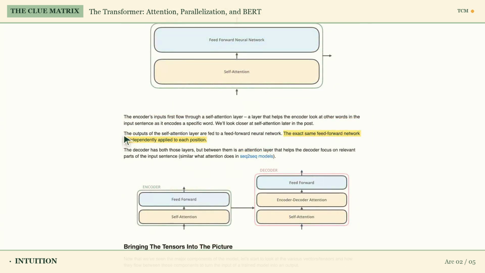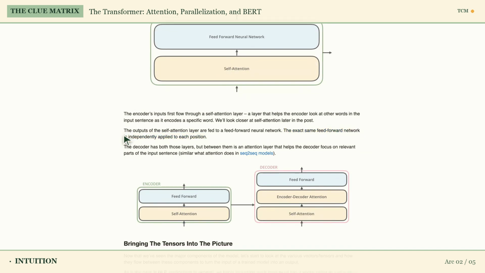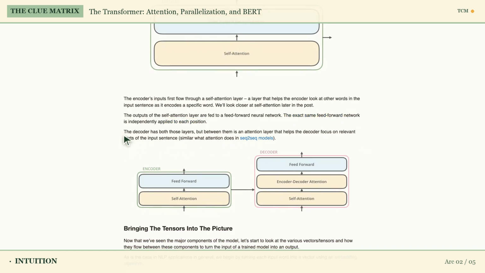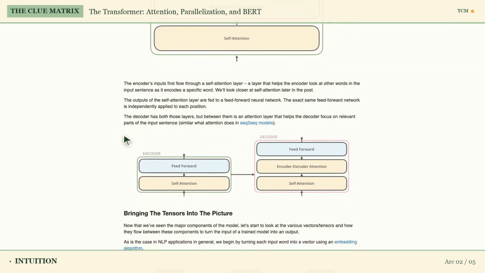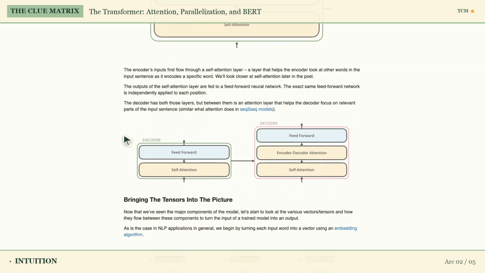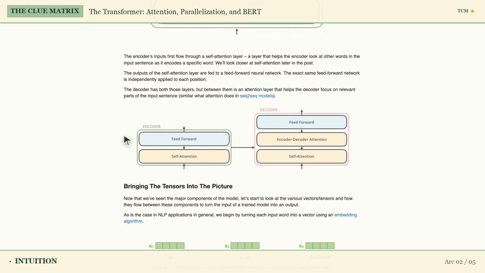After self-attention, the second sublayer is a simple feed-forward network. Crucially, the exact same feed-forward network is independently applied to each position. Independently? So once self-attention has established the context, the rest of the processing for each word can happen in parallel again. This independence in the feed-forward layer, combined with parallel self-attention computation, is why the transformer is so efficient.